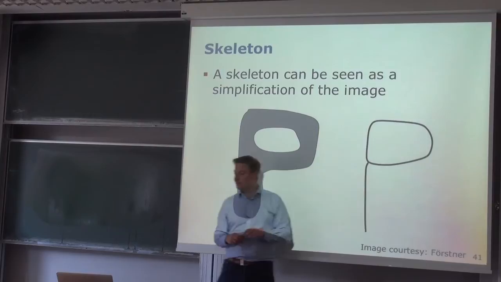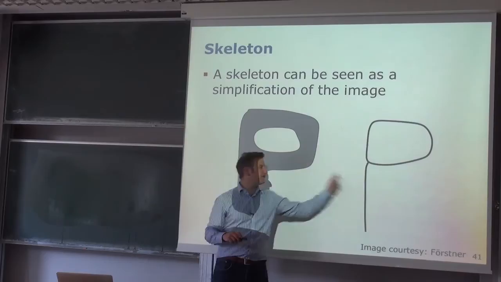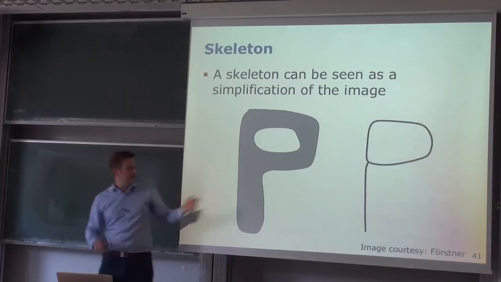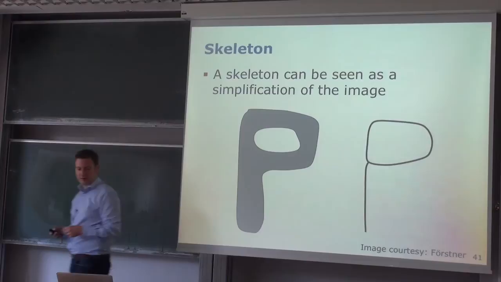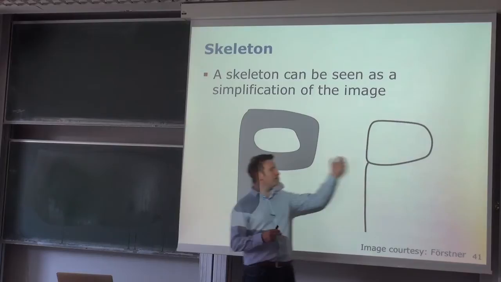So again, this is a simplification of what we see here, but for a lot of tasks, it's relevant or sufficient if we only have this kind of sketch-like representation of the object that we are considering. And what I would like to explain to you now is how we actually move from here to here. So what are efficient ways for finding this skeleton?